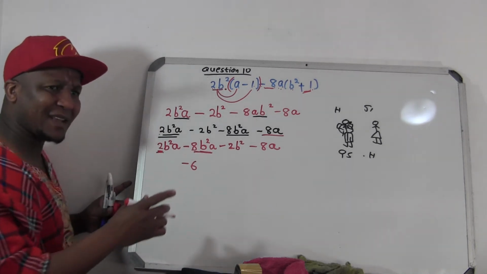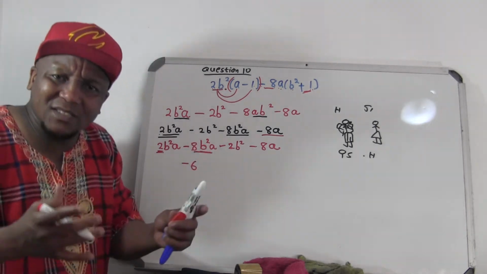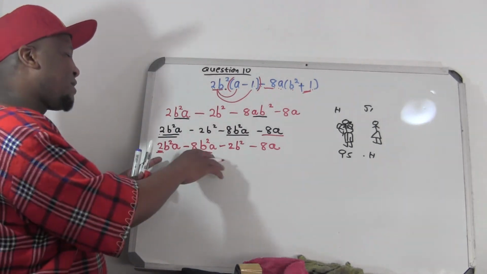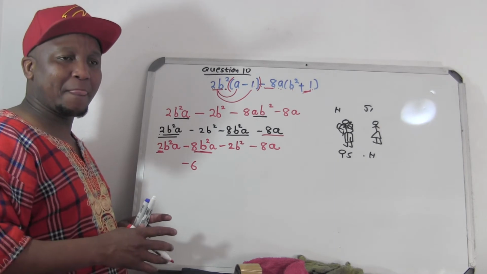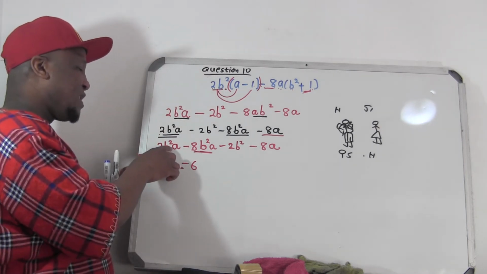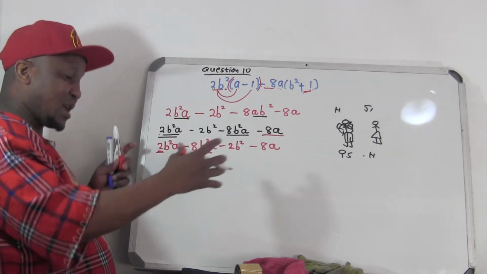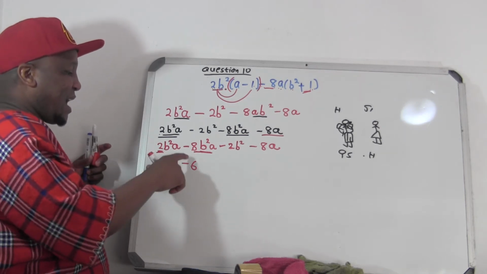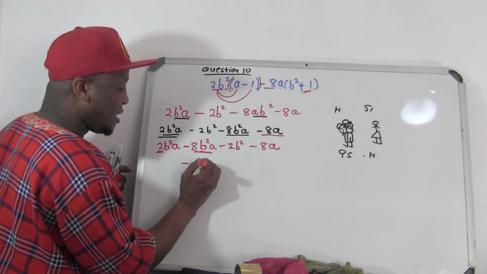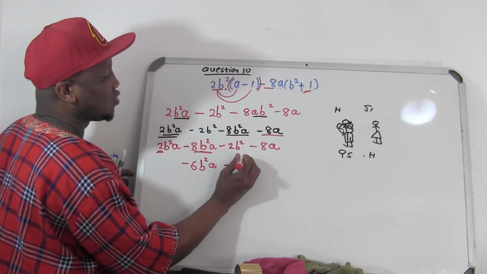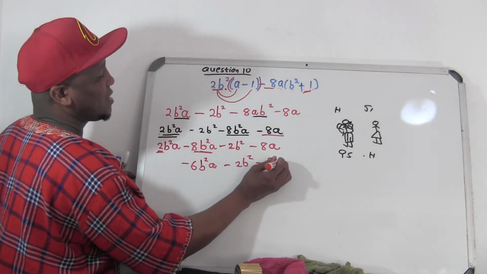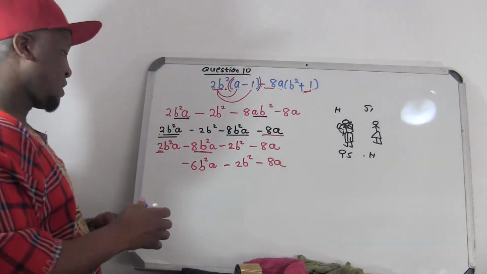And why do I minus? Isn't it that you said before you cannot minus them together? No, because these are like terms. They're similar. Look, 2B square A, 8B square A. So you can put them together. 2 minus 8 equals negative 6B square A, and then minus 2B square minus 8A.